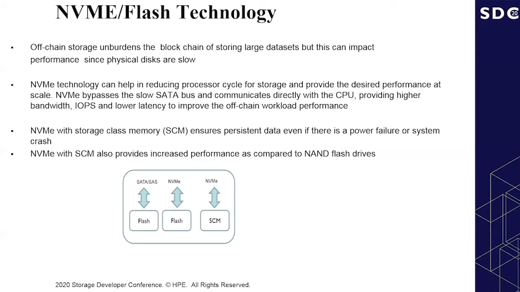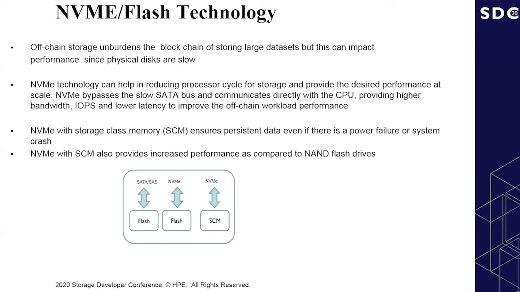Now, off-chain storage reduces the burden of storing large data sets on the chain, but it has an effect on performance since the physical disks are slow. NVMe technology can help to minimize the storage processor cycles and provide the necessary performance at scale since it bypasses the slow SATA bus and communicates directly with the CPU, providing greater bandwidth, IOPS, and low latency to increase the performance of an off-chain workload.